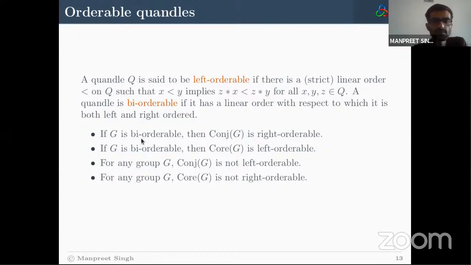Some examples: if G is a bi-orderable group, then its conjugation quandle is right orderable. Its core quandle is always left orderable. Moreover, the conjugation quandle of any group can never be left orderable, and similarly the core quandle of any group cannot be right orderable. So here is something important to note: unlike groups, left orderability in quandles does not imply right orderability in quandles, and vice versa also.